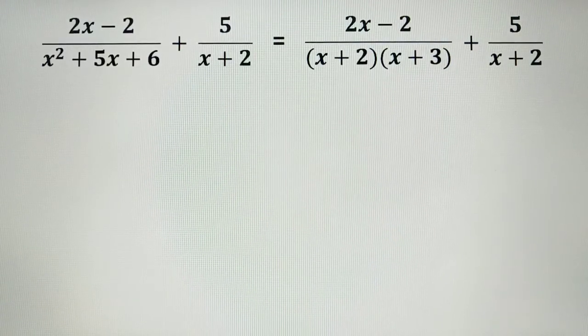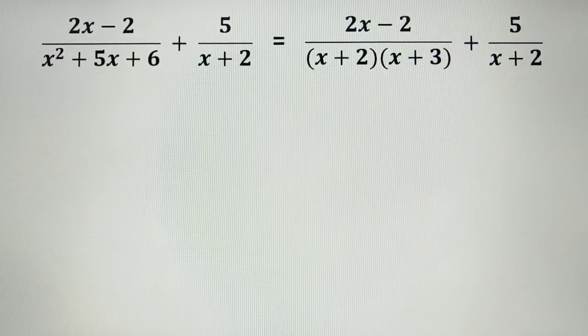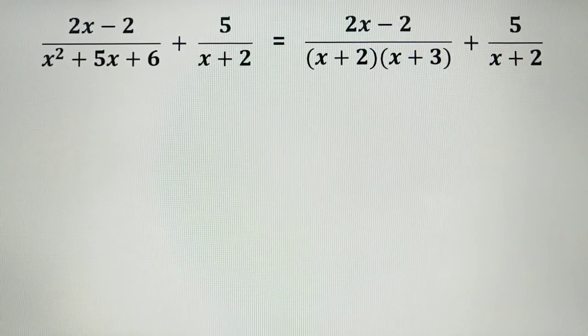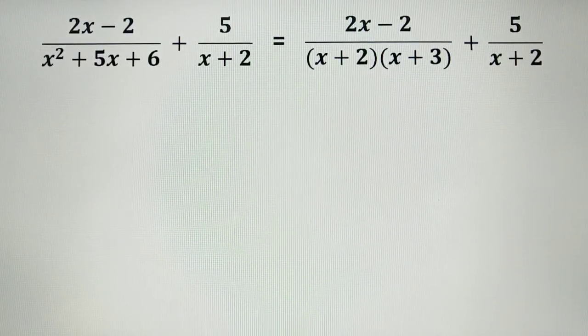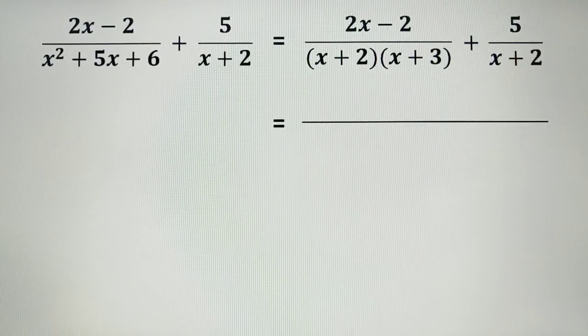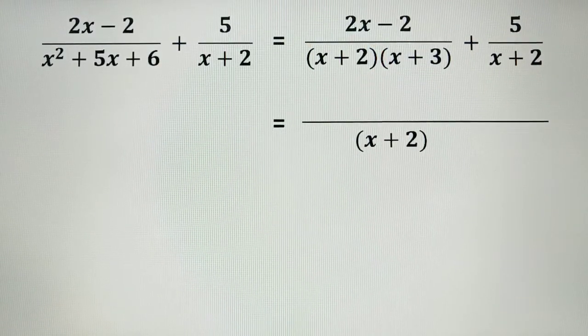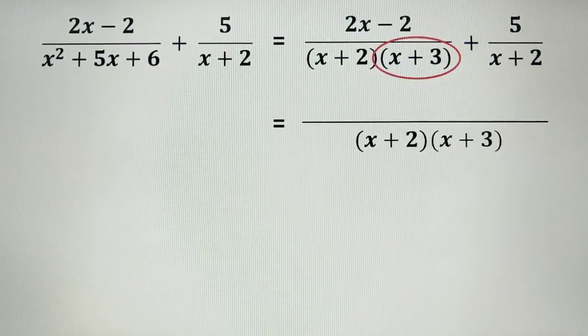As you can see, we now have a common factor x plus 2 and the non-common factor x plus 3. After factoring, we can now find the LCD of the expressions, and that is copying the common factor x plus 2 times the non-common factor x plus 3.